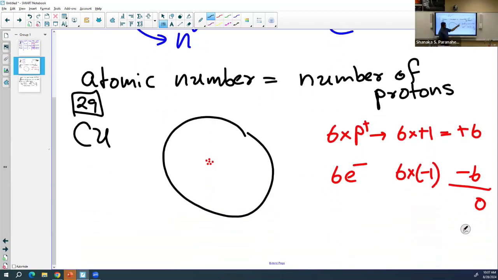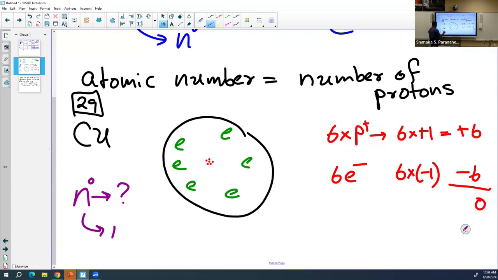So equal number of protons and equal number of electrons. So this is 6 electrons. So we should have 6 electrons, and location of electron is outside of it. Like this. So now it's neutral. The third subatomic particle is neutron. So in order to determine the number of neutrons in an atom, we need another value. So that value is called mass number.